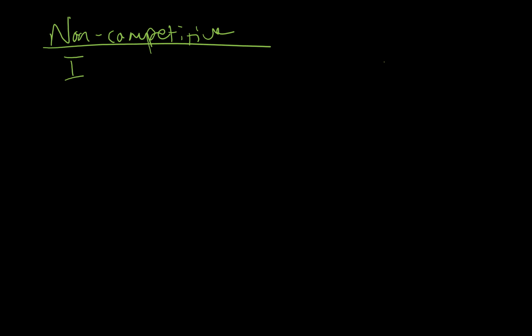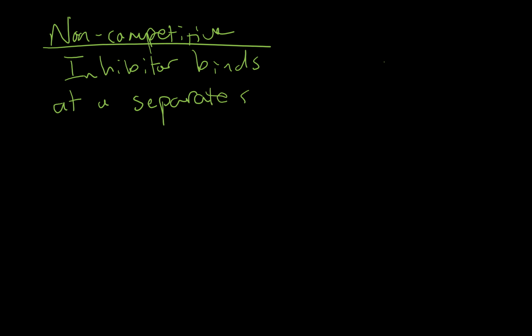Non-competitive inhibition is a little bit different. So in competitive inhibition, they're competing with the substrate for the active site. In non-competitive inhibition, what we have is our inhibitor binds at a separate site from the active site.